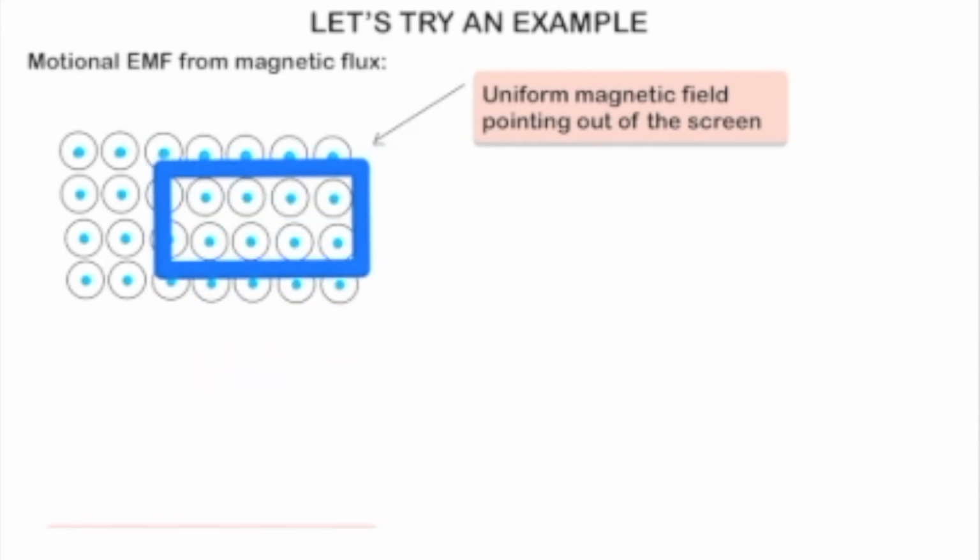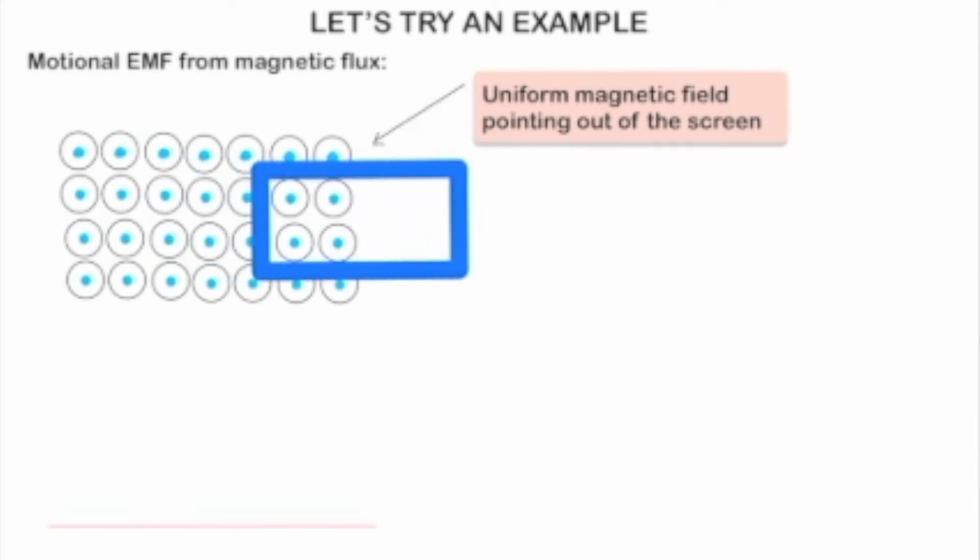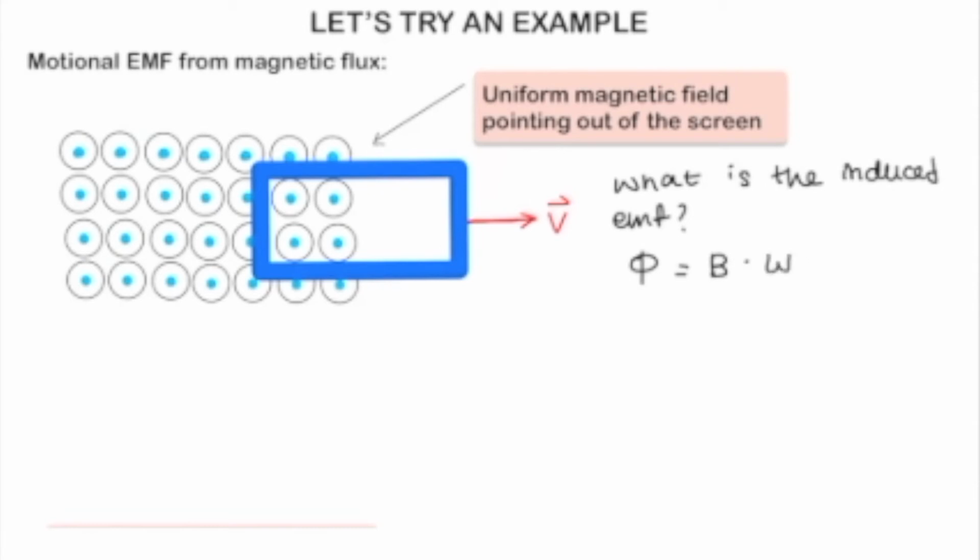To better understand Faraday's law, let's consider some examples. Imagine a uniform magnetic field in the given area pointing out of the screen with a rectangular conducting wire in the position shown in the diagram. The wire has a length L and a width W. The wire is moving to the right with a velocity V. So what is the induced EMF?